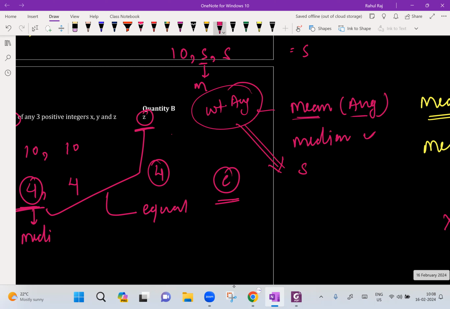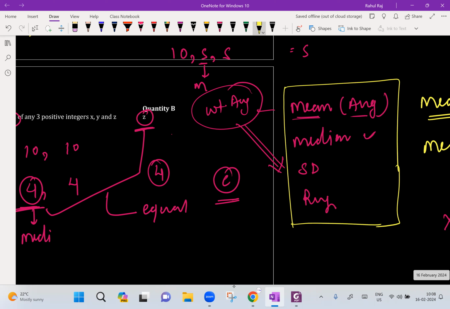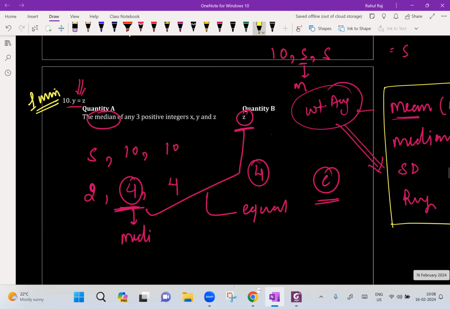And then we have standard deviation and range in statistics, which we'll be doing after absolute value. So after inequalities, we'll do absolute value. Absolute value again is a very tricky topic, I would say. But if you understand it, it's the easiest one. If you don't understand it, it'll be the toughest one. So I'll do that.